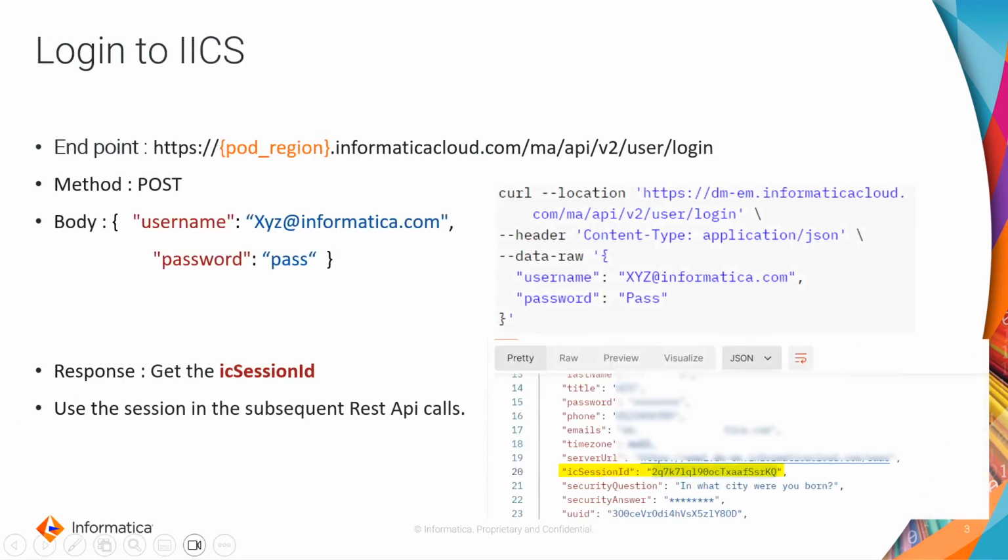First, we need to log into the IICS. The endpoint URL to log into IICS will remain the same. This is a post call which needs a body with your credential details, and in the response we'll get the IICS session ID. This IICS session ID should be used in your subsequent REST API calls. More details about the login API are available in the previous video. I would request you to refer to that if you have not already.